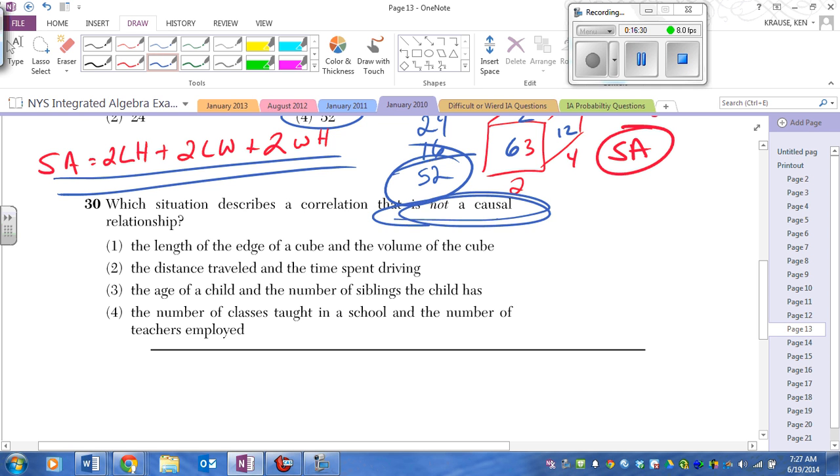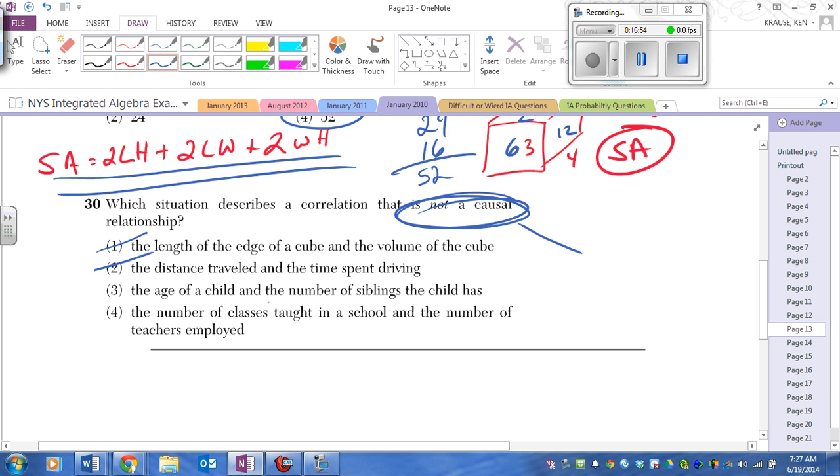Not causal, not casual. This stands for causal. One thing causes another. If the length of the edge of a cube and the volume of the cube. Well, does the length of the cube cause the volume to change? Yes, it does. The distance traveled and the time spent driving. Well, if you drive more distance, you spend more time.